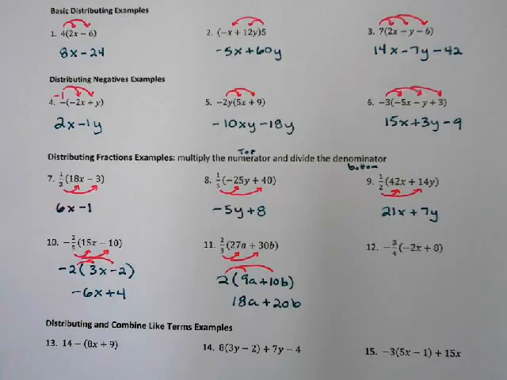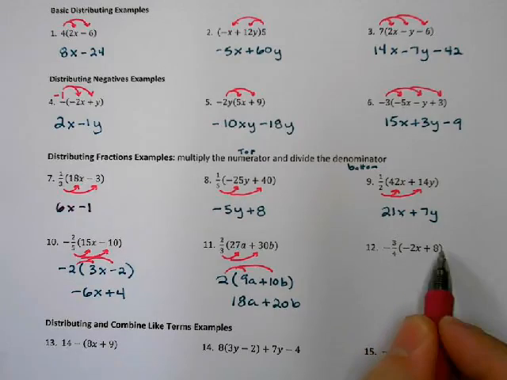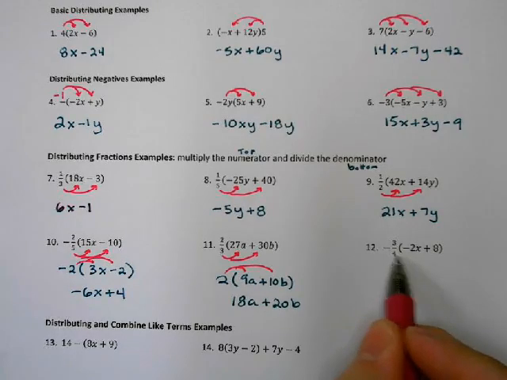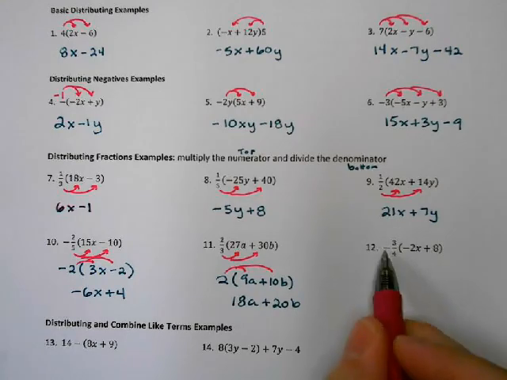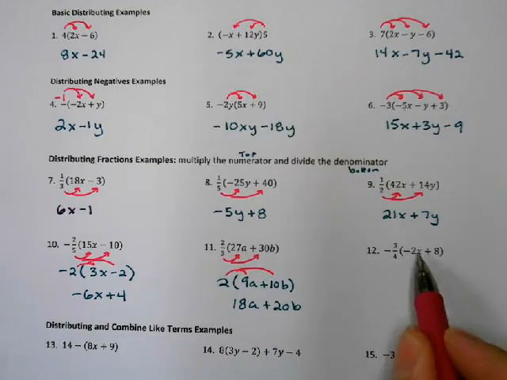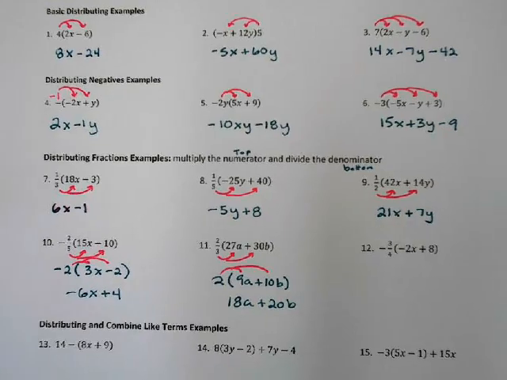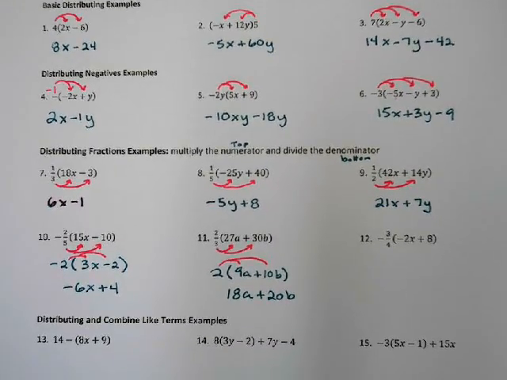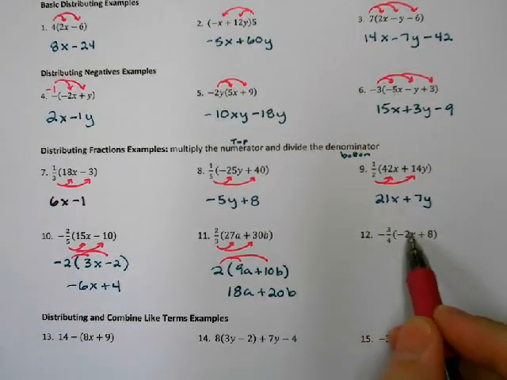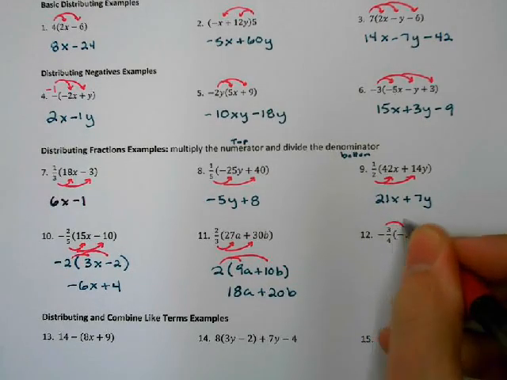All right, last one. So for this one, we got a little bit of a sticky wicket here. 4 does not go into 2. 4 does go into 8. So when this happens, here's what I like to do. I like to do the multiplication first, because if 4 does not go into both of these numbers, then we're going to have a situation where we're still left with a fraction at the end of the problem. So 4 does not go into 2, so instead, I'm going to distribute the negative 3 first.